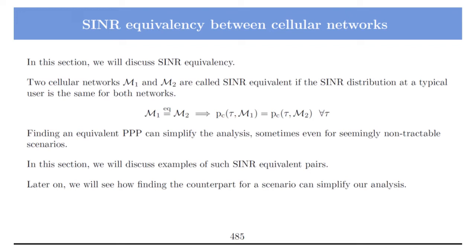So in this section, we will talk about some examples where this SINR equivalency can be established, and then we will show how we can find an equivalent network to the system model we just considered with shadowing.